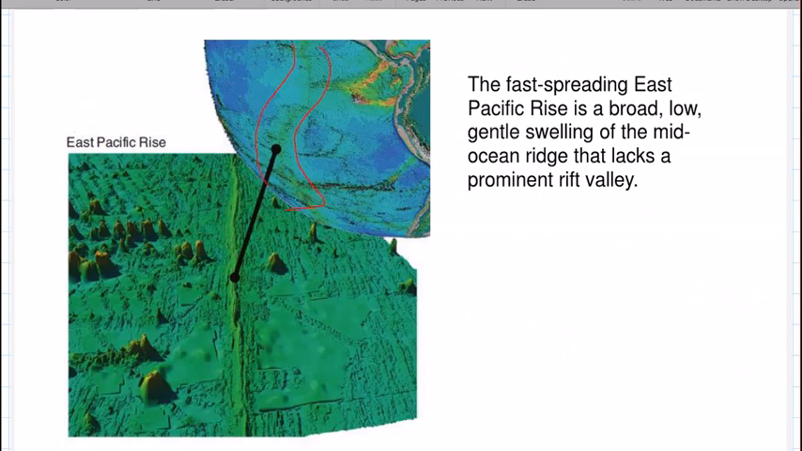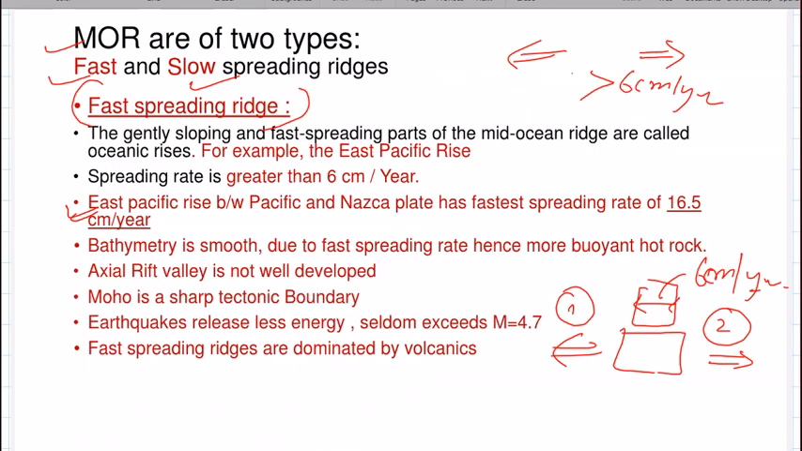Okay, East Pacific Rise, this name you have to remember. So what are the features of the fast spreading ridge? The feature is that a fast spreading ridge is gently sloping. Gently sloping means that it does not have very high altitude in the bathymetry, rather it has a gently sloping profile like this.